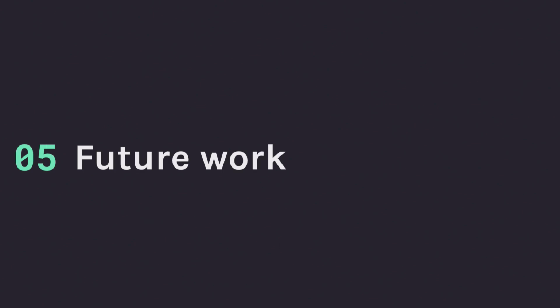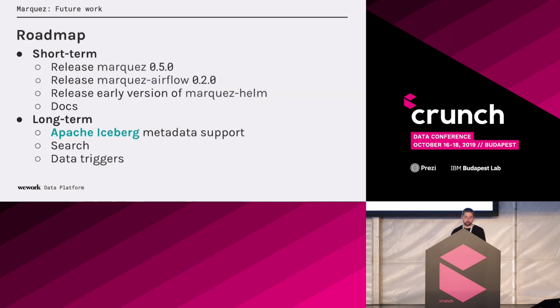So what is the future? What kind of work do we have left? So here's our roadmap. Short term, we want to release 0.5.0 of Marquez, which has a lot of the learnings that we've had in production over the past quarter. There's a PR out, and we're going to be merging it in shortly and doing a release. We do want to get a Marquez Airflow release out, the 0.2, which allows you to define custom operators. We're also going to be releasing an early version of the Marquez Helm chart. So if your team's running on Kubernetes, we want to make it really simple and provide a Helm chart.